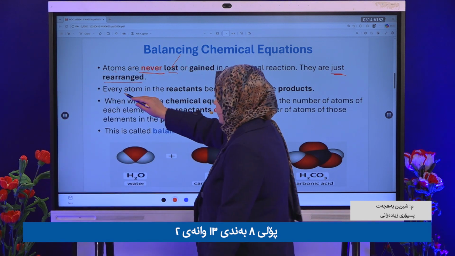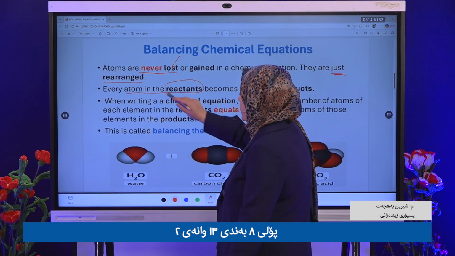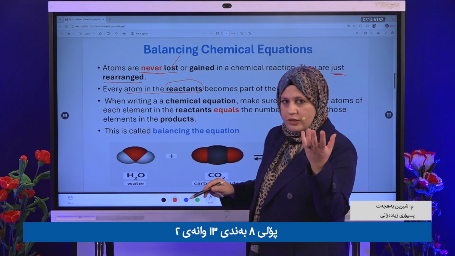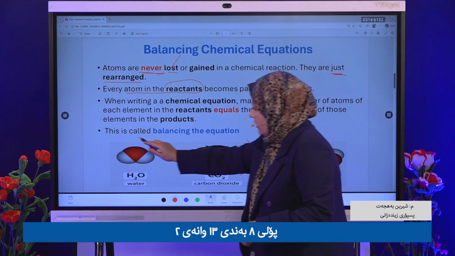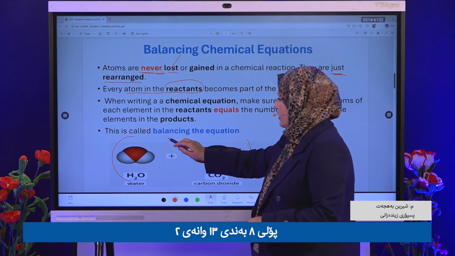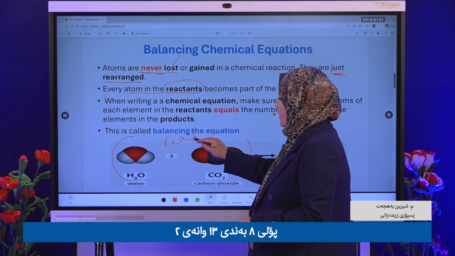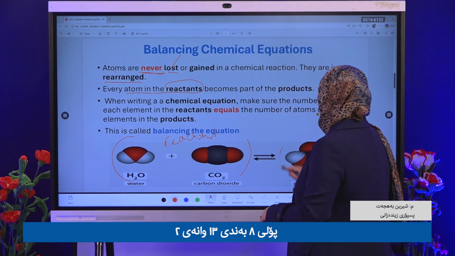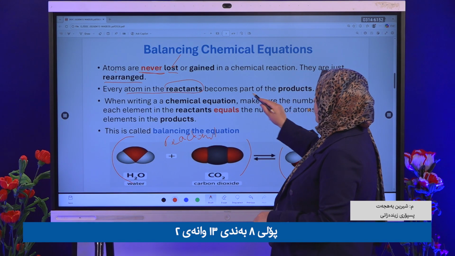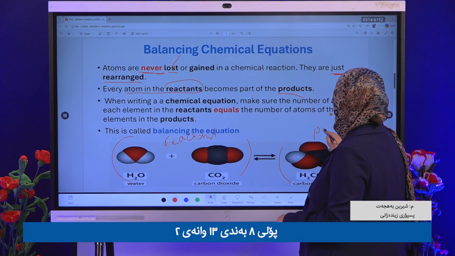Every atom in the reactants. Which part is called reactants? We talked about it last lesson previously. This part is called reactants. And this part becomes the products.